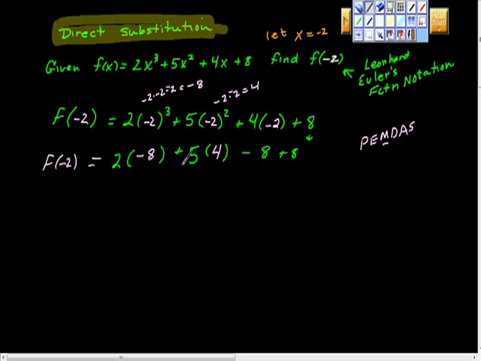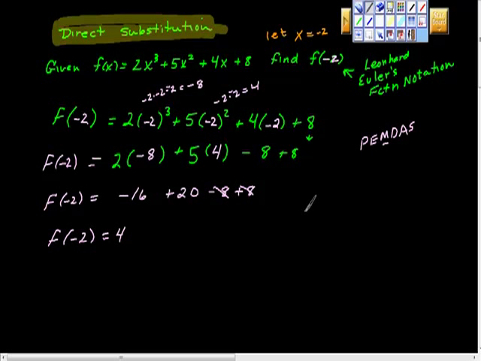Now we have no exponents left to be simplified, so we can move on to the multiplication part. 2 times -8 is -16. 5 times 4 is 20, so positive 20, isn't it? Then -8 comes down, and 8 comes down. We're almost there. Whoops, sorry, this was a positive here, wasn't it? I apologize, this is a positive here. So -8 plus 8 is 0, so these just go away. And then we end up with 20 minus 16, which is 4, so we have f of -2 is equal to 4.